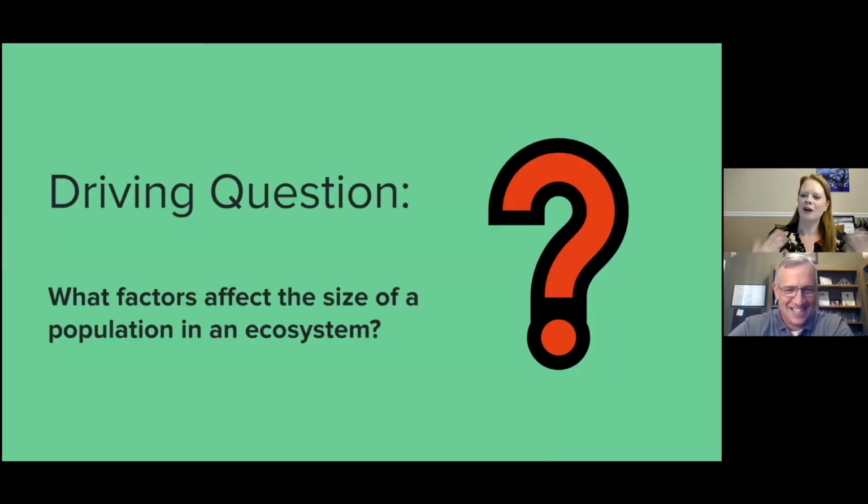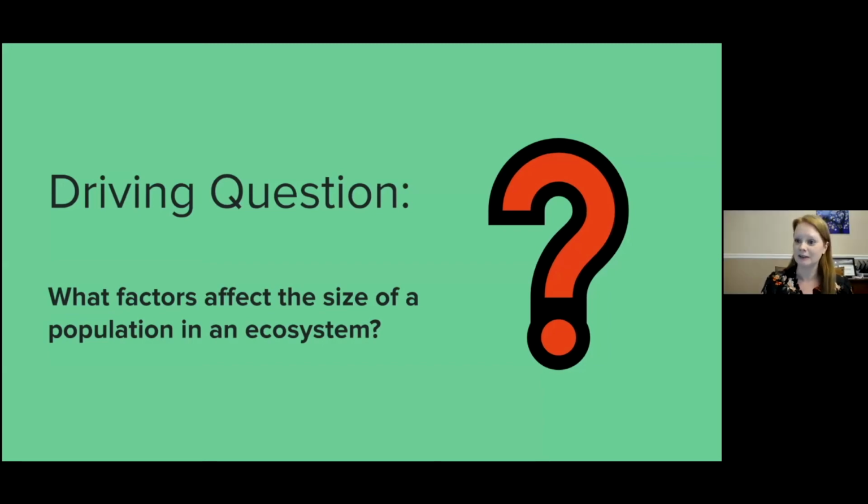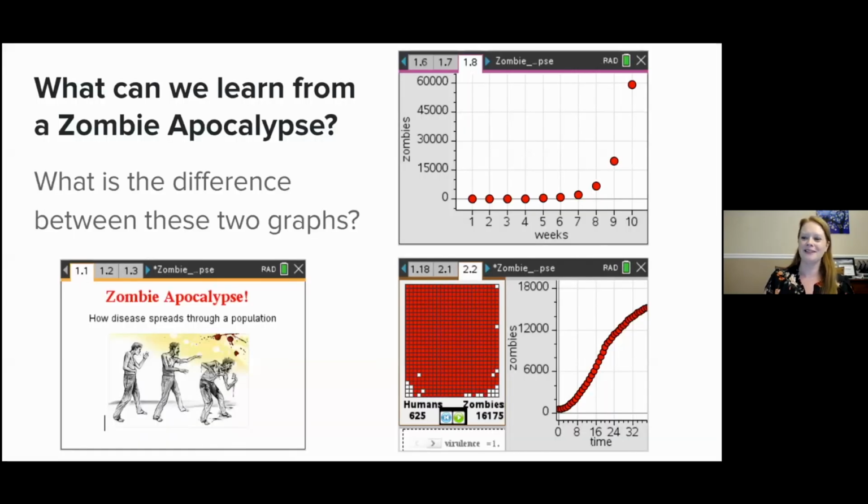Well, our driving question today is: what factors affect the size of a population in an ecosystem? If we think about the zombie apocalypse, we talk about how many zombies a population can hold. It's fun and interesting, and then students can apply it to situations in their own ecosystems in their neighborhoods. But zombies are fun. Here we have an example of the zombie apocalypse lesson from Stand Behind Hollywood.